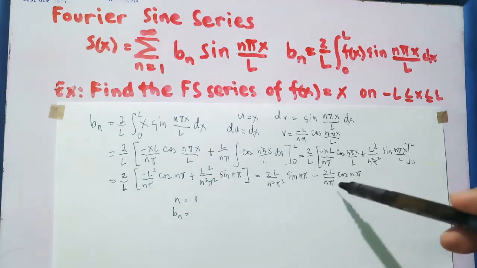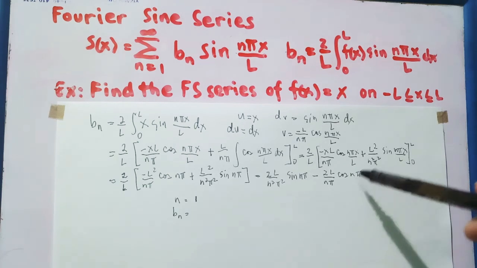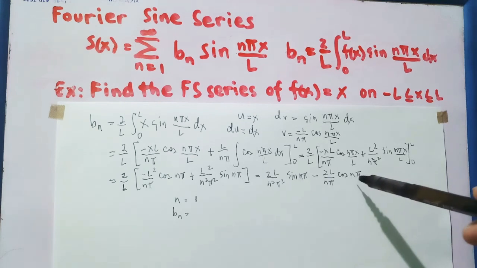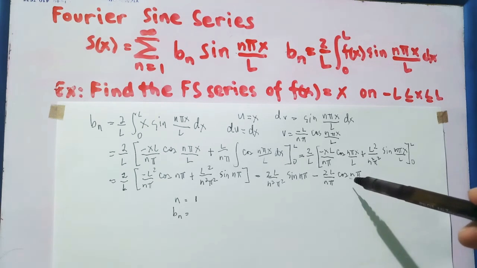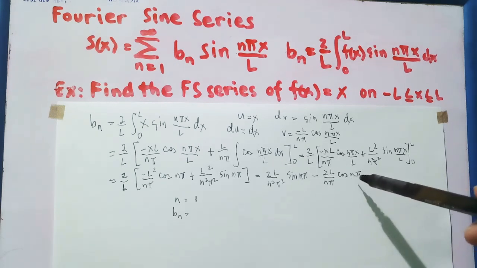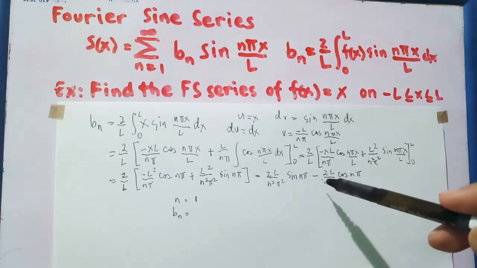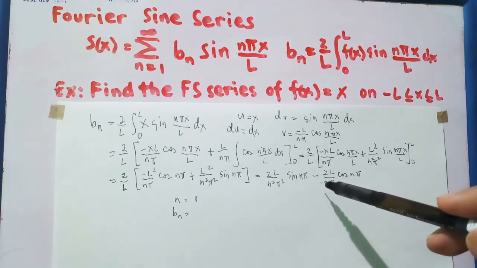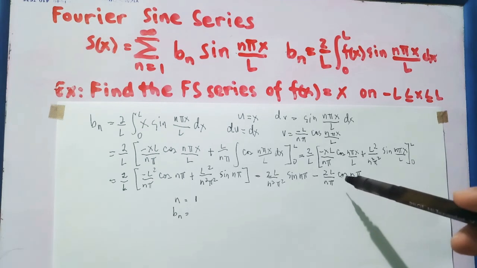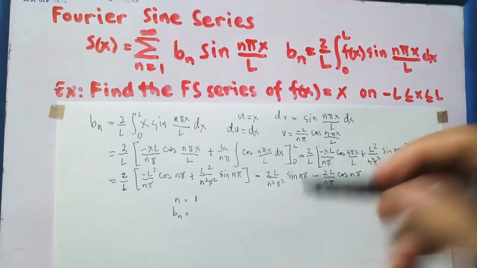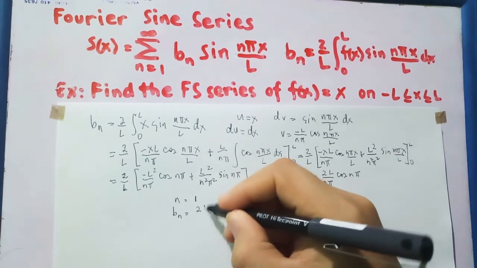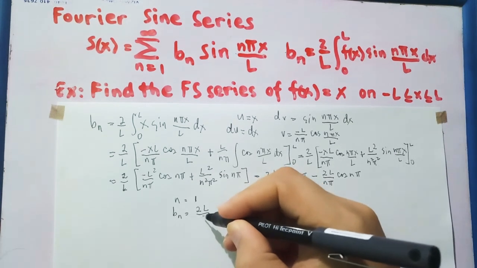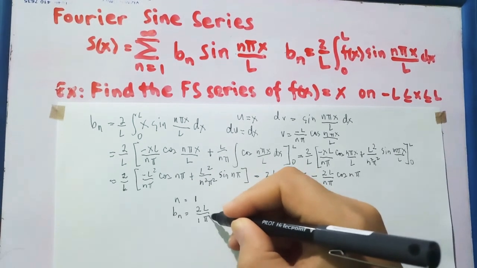Minus 2L over n pi when n is equal to 1. So 1 times 180 is 180. Cosine of 180 is equivalent to negative 1. Okay, using your calculator, cosine of 180 equals negative 1, times negative, that becomes positive 1 times 2L over n pi, which is equivalent to 2L over n pi, or 1 pi. So we have here 2L over 1 pi.